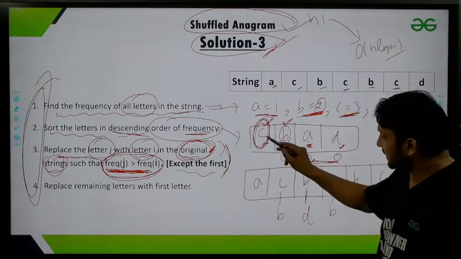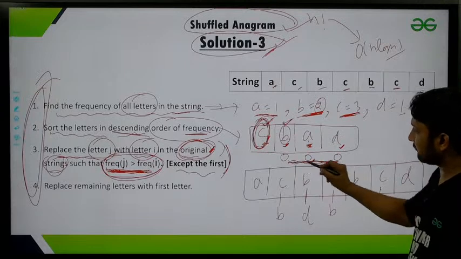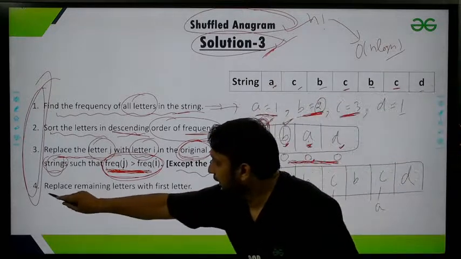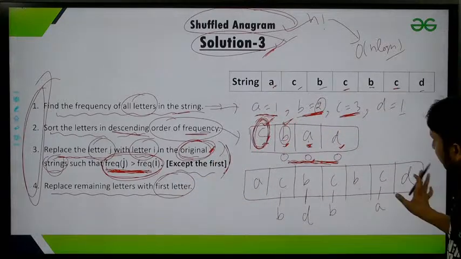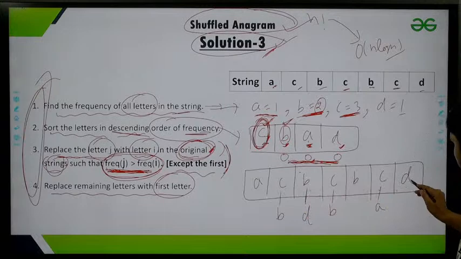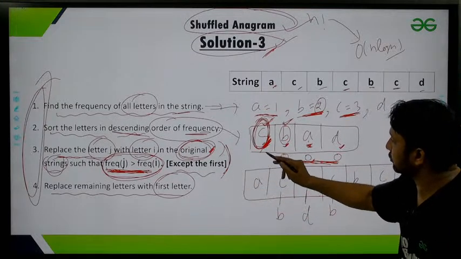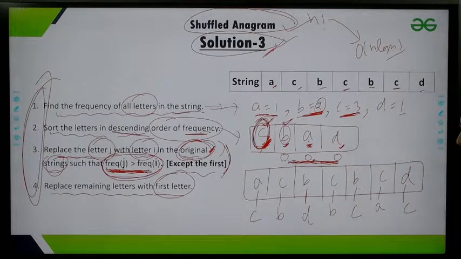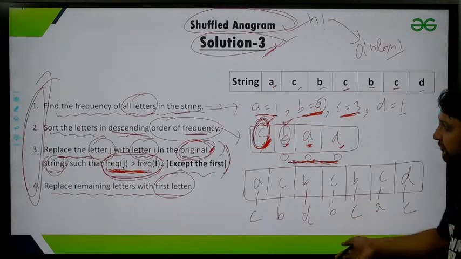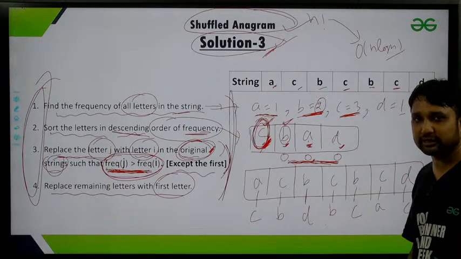If that happens, if only the first element is left and I have consumed all the others, then simply replace the remaining letters with the first letter. Whatever is remaining, A, B and D, replace that with C, the first letter in the sorted array. Replace this with C, C, C, that's it. I am not doing this myself, I am just following this algorithm.